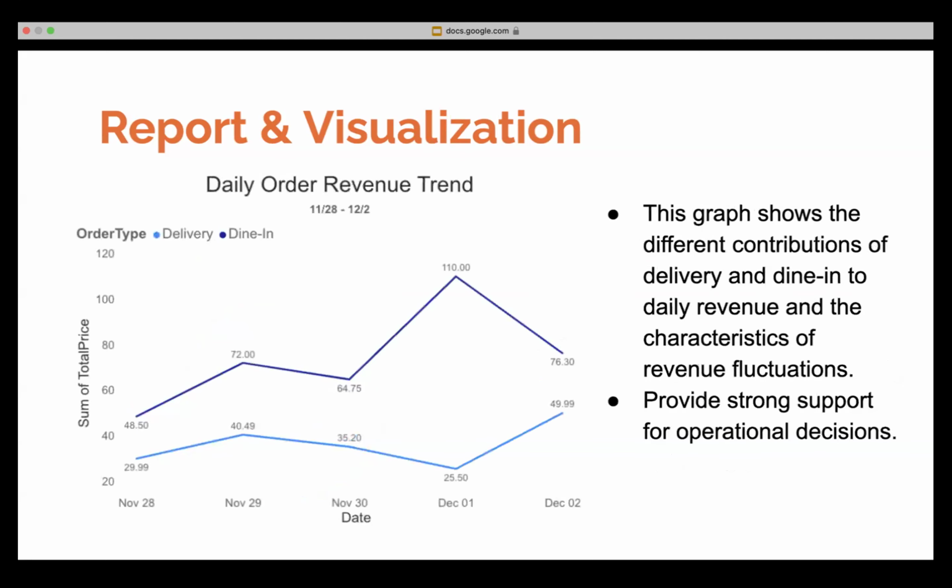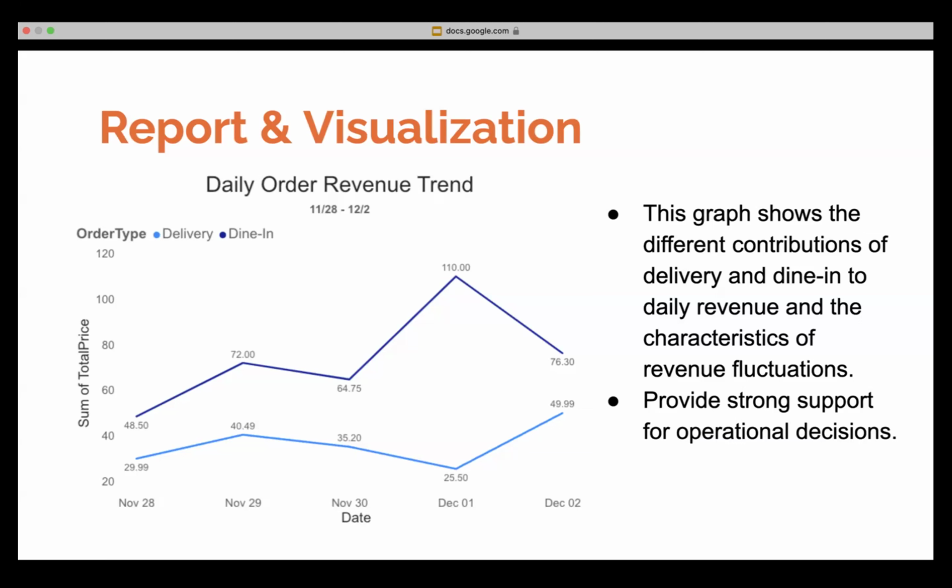Next, this graph shows the trend of daily order revenues, with revenue sources divided into delivery orders and dine-in orders, presented in the form of a folded line respectively. This makes it easier to visually compare the changes in revenues between the two order types.